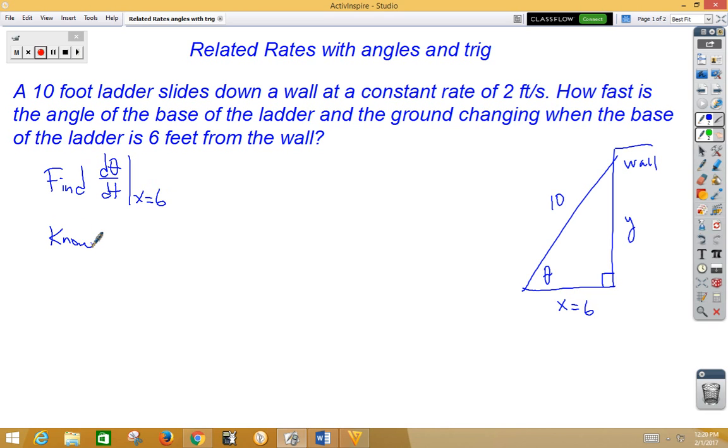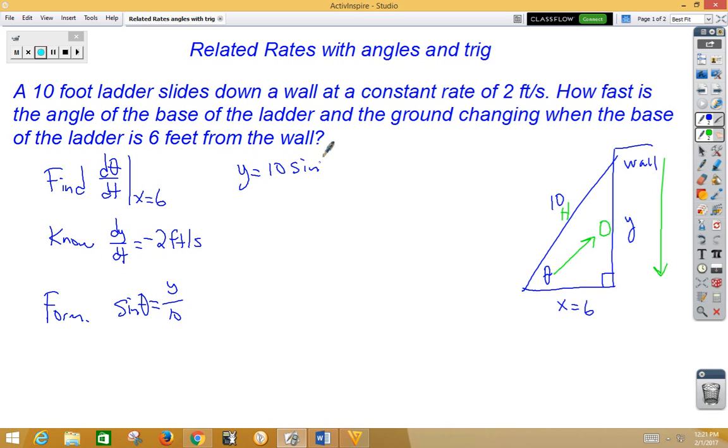Now what we know is the speed that the top of the ladder is going down the wall. So dy dt is equal to negative 2 feet per second. Now that's going to be a negative because as the top of the ladder slides down the wall, the distance is getting smaller. So now it's time to give a formula, and we know that y is the opposite side from the angle. 10 is the hypotenuse. Opposite over hypotenuse would be sine. So our formula would be sine of theta is equal to y over 10. Let's kill the fraction, multiply the 10 to the other side. We get y is 10 sine theta.